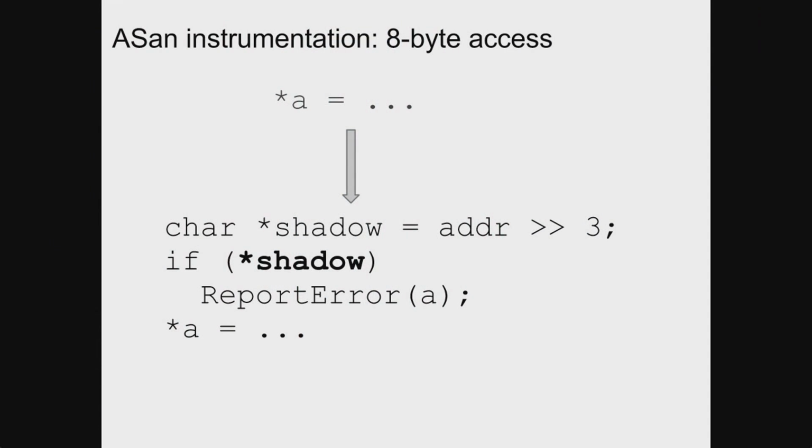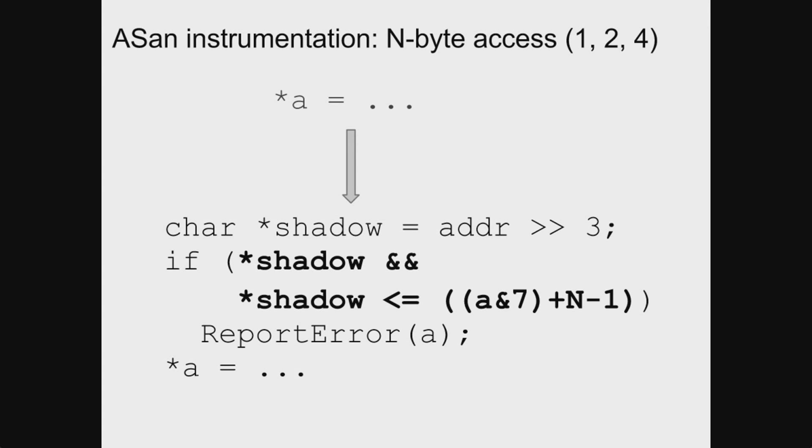This slide shows what the compiler does with the memory accesses in the user program. So given a memory access, whether it's a read or write, we divide the address by 8 or shift it by 3. We load the shadow byte, and if it's not 0, we report an error. Very simple. This slide actually shows the instrumentation for 8-byte accesses. Smaller accesses are just slightly more expensive. They add like 3 arithmetic instructions.